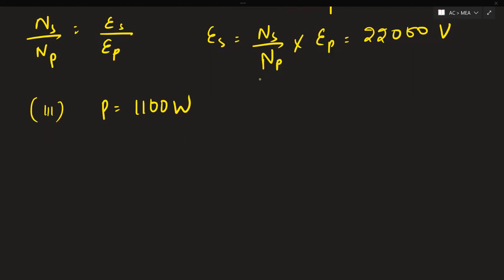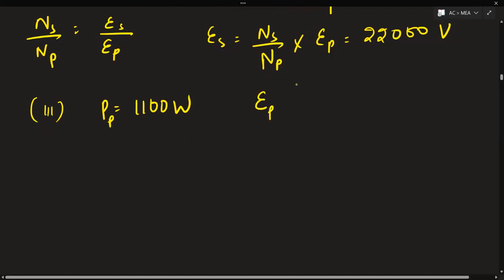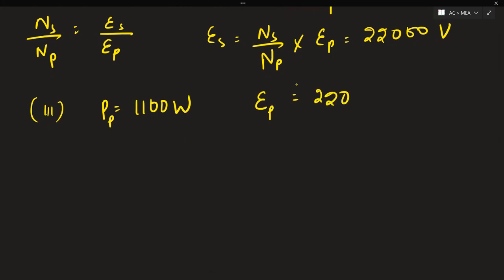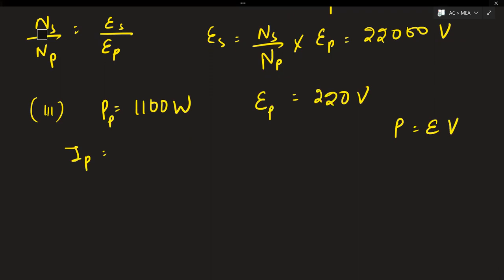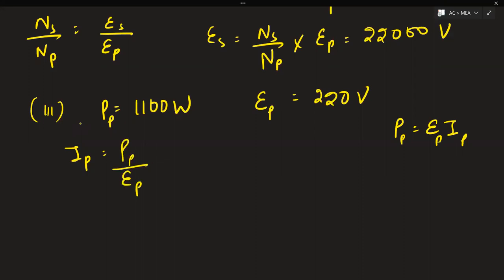Power is given in the primary and EP is given, which is 220 volt. So from here, we'll calculate IP. Power is equal to potential into current. For the primary, everything will be primary. IP will be equal to power in the primary divided by EP. So this is 1100 divided by 220. That will give you 5 amperes. Now IP is known.